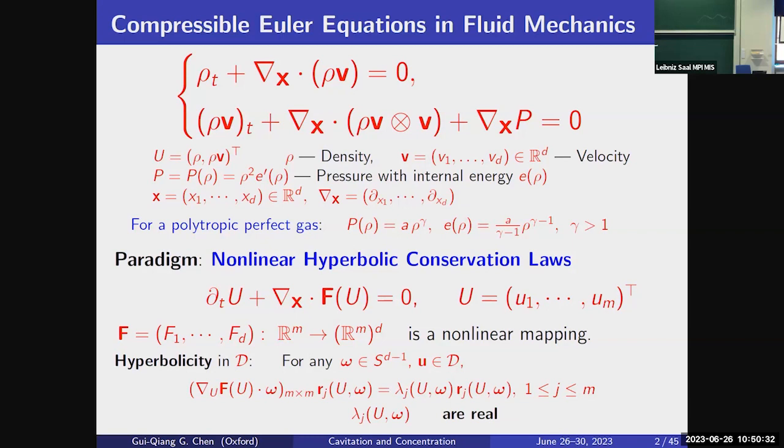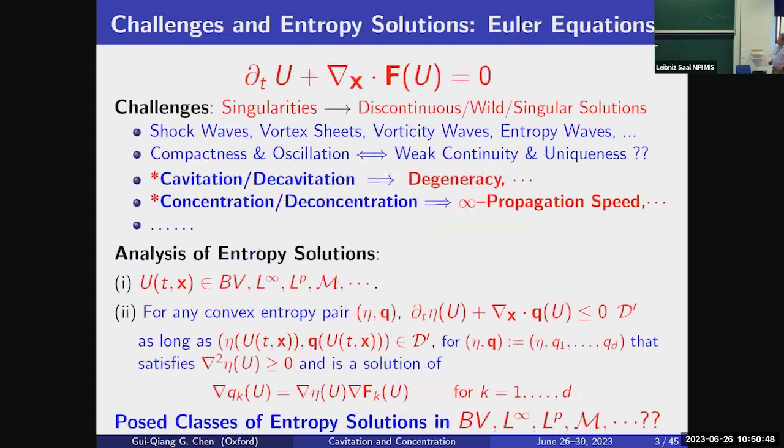Then we say this system is hyperbolic if you take the flux in any direction omega, then the n by n matrix has n real eigenvalues and n linearly independent eigenvectors. One of the challenges in tackling such nonlinear singularities leads to many notions of solutions, such as discontinuous solutions and singular solutions. Discontinuous solutions involve many physical waves like shock waves, vortex sheets, and rarefaction waves, and shock waves, of course, we have been studying extensively for the last 70 years.